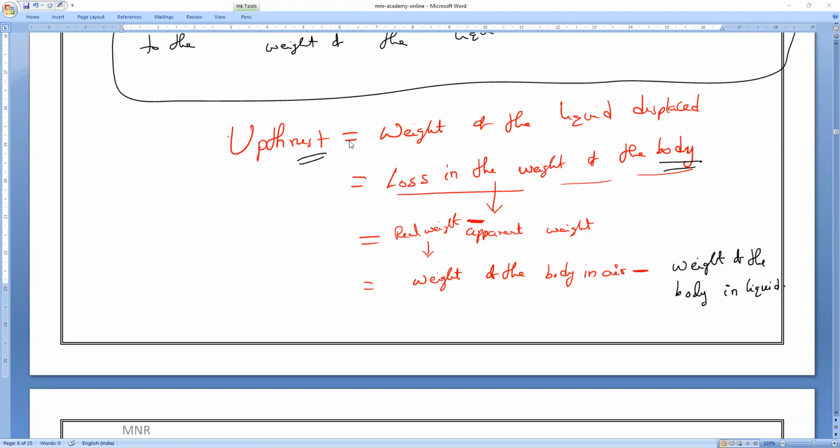What do you mean by upthrust? Everyone, yes. Upthrust means what? The weight of the liquid displaced, or the loss of weight of the body. Whatever is convenient for you, you can take it. No problem. Are you clear, everyone?